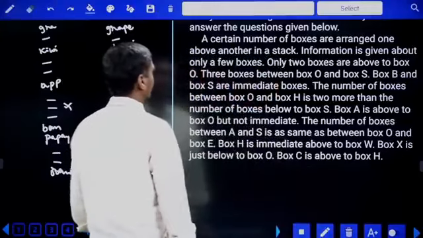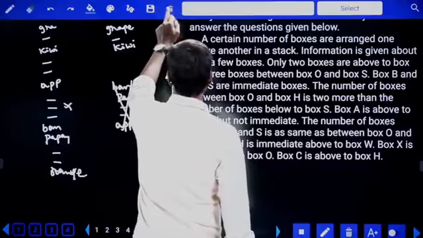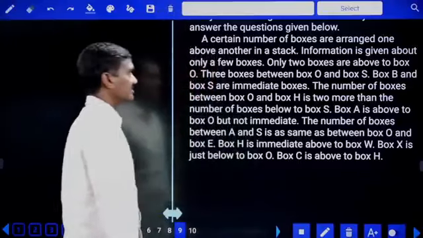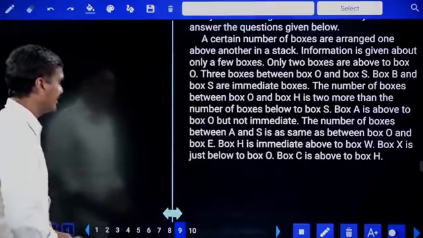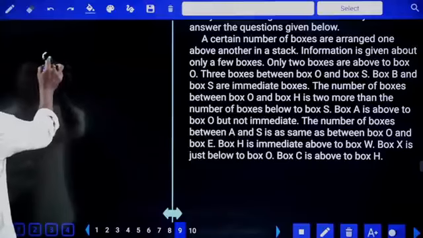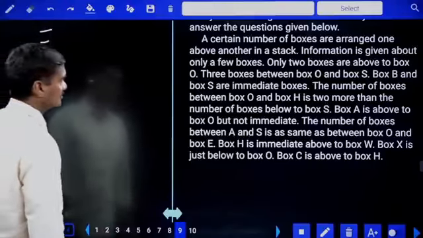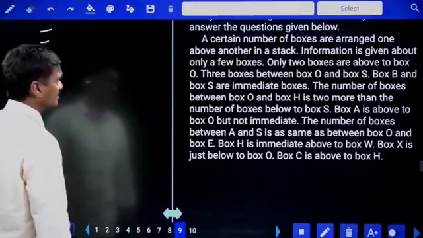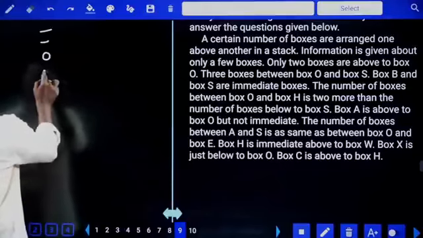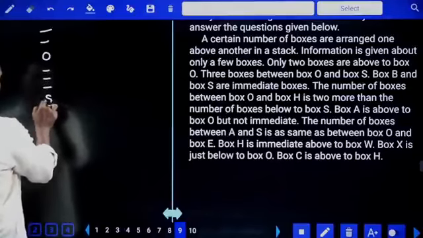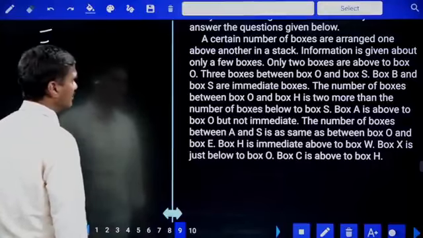Next one, 15th one. Now in this question number 15, a certain number of boxes are arranged one above the other, and only 2 boxes are above box O. Only 2 were there above this O. Only 2 boxes are there, and 3 boxes between O and S. Between O and S there must be exactly 3, and 3 boxes between O and S.